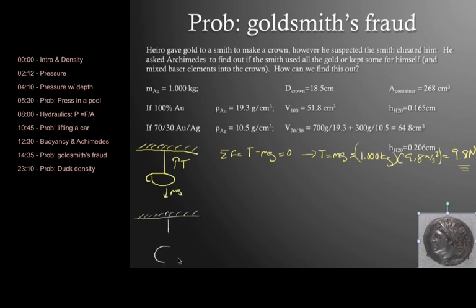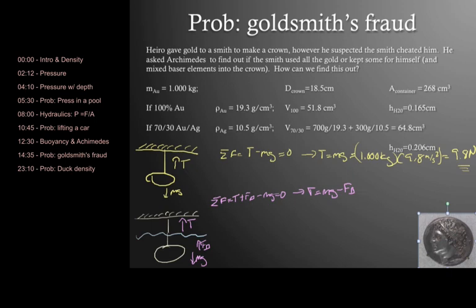I can take this thing, submerge it into water, right? And now what does my free body diagram look like? So I have T, I have mg, and now I have a buoyant force. So the goldsmith didn't account for this buoyant force, right? So now the sum of my forces is going to be T plus the buoyant force minus mg equals 0. So then T is equal to mg minus the buoyant force.